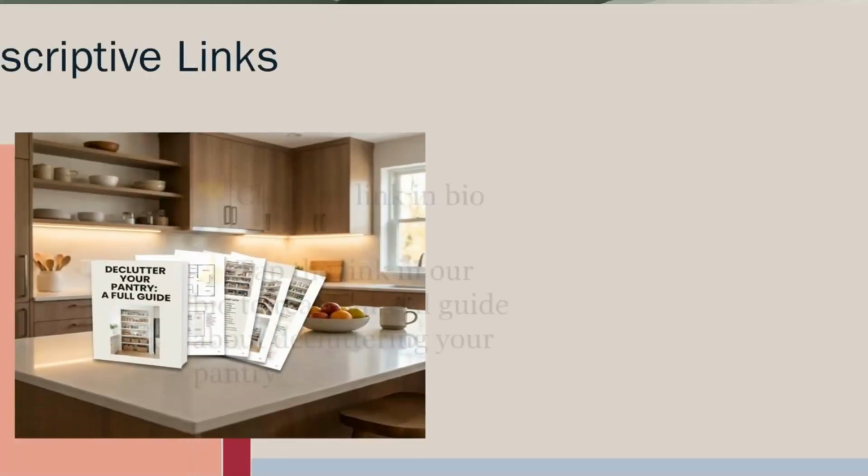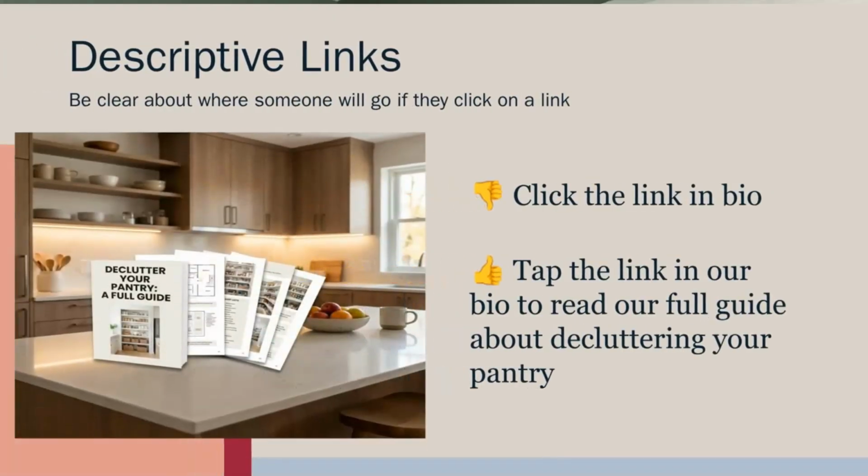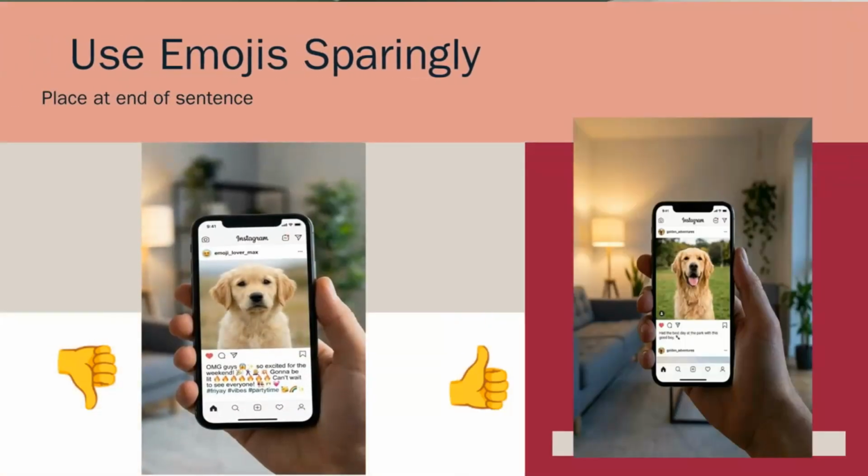If you're using links, be clear about what people will find if they click on it. Instead of vague directions or simply click here, explain where the link will go. For example, tap the link in our bio to read our full guide about decluttering your pantry. And of course, our beloved emojis. Just be sure to use them sparingly and put them at the end of a sentence, not in the middle in between words. Making your Instagram more accessible isn't about limiting creativity.